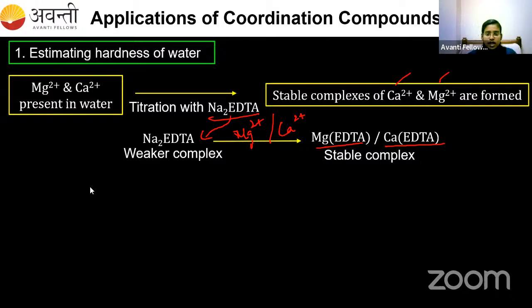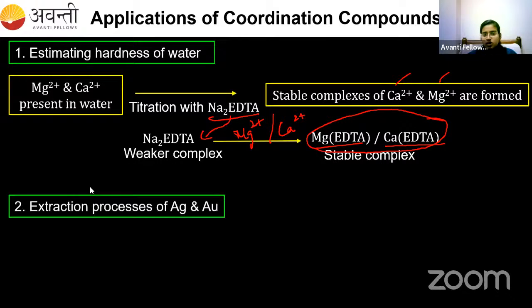Now they are no more there in the water. The water is free from magnesium 2+ and calcium 2+ ions, and now the water is called soft water. We can remove this complex from the water using some other techniques. To estimate the hardness of water, we can use the coordination complex.